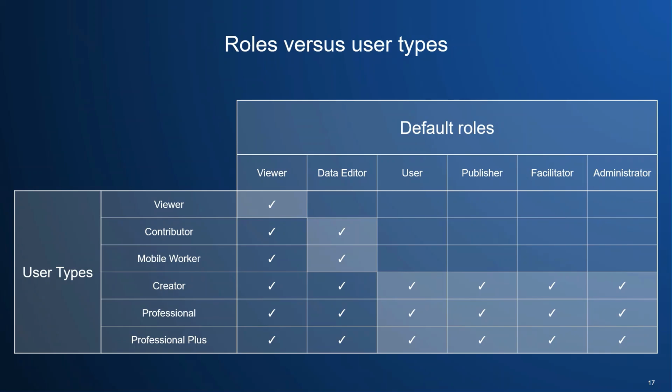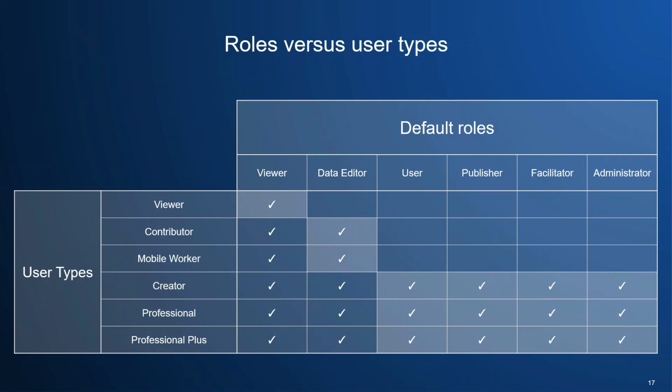Of course, with most user types, this will prevent many capabilities from being used. And so in practice, we will see that administrators give this viewer role mainly to a viewer user type. The data editor role, as you can see here in the second column, can be assigned to almost any user type except from the viewer user type. It is often the case that contributor and mobile worker user types are given a data editor role, because in that case the capabilities of these user types can still be fully utilized.